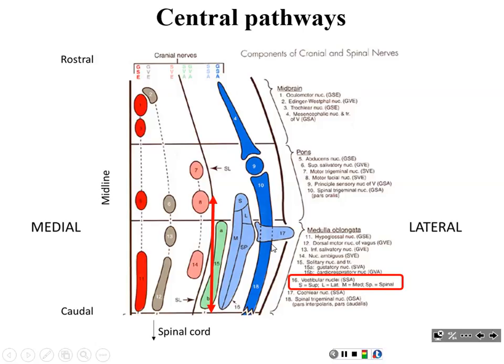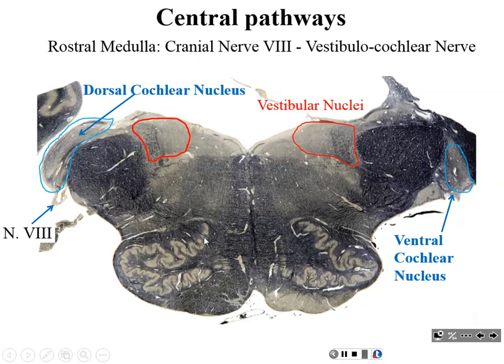And I'm going to show you one section that is at this level, at the level of the cochlear nuclei. Again, I'm stealing this from Dr. Harrison's presentation. Here is the ventral cochlear nucleus, here is the dorsal, here are the vestibular nuclei. Okay?